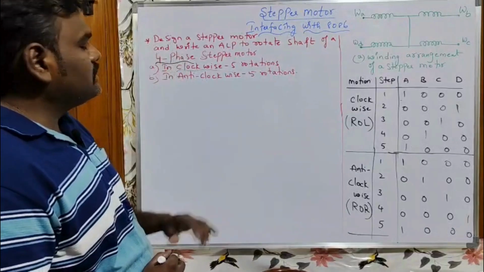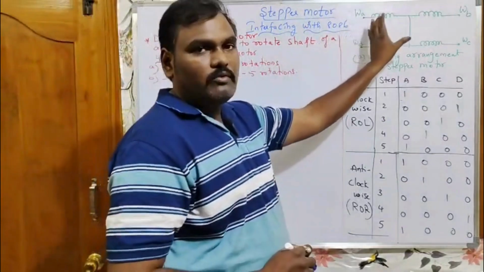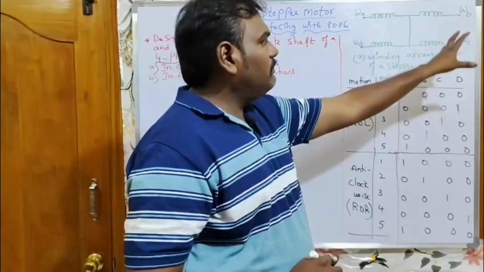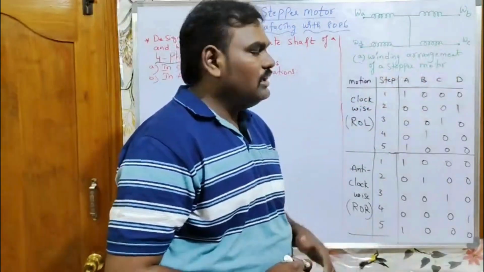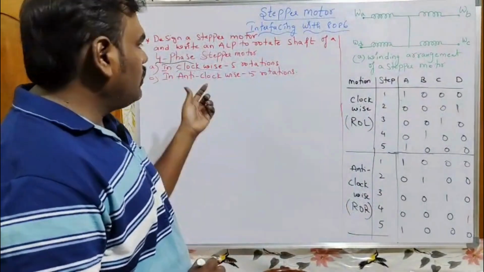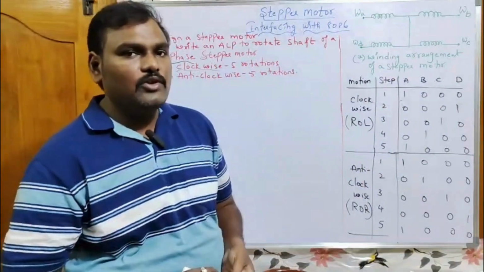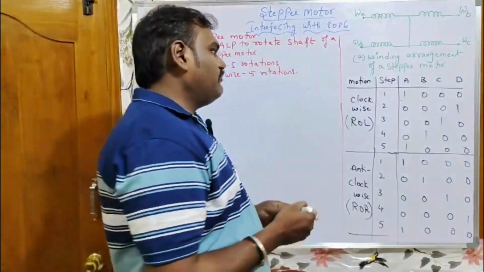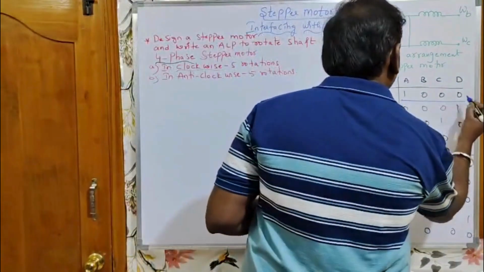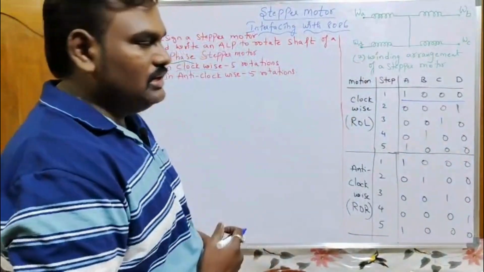Here in the question itself, they have given the 4 phase, so we need to consider the 4 windings: winding A, winding B, winding C, and winding D. They mention clockwise and anti-clockwise. For clockwise we will use the rotate left operation. In step 1 I have taken the sequence 1000. Rotate left means bits are moving towards the left.